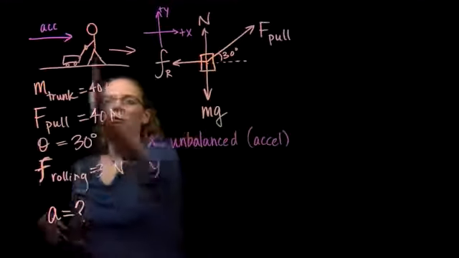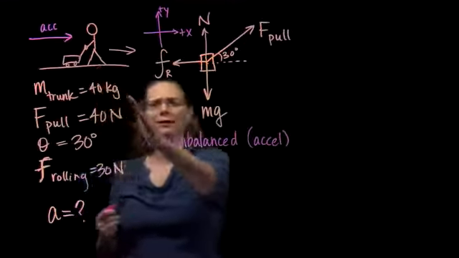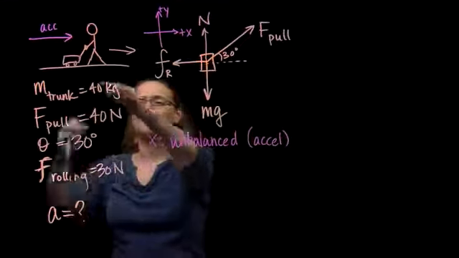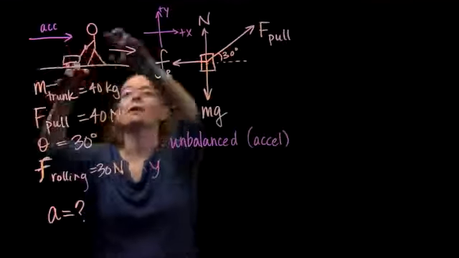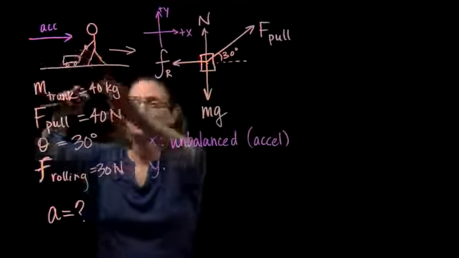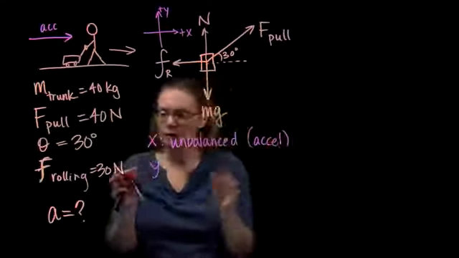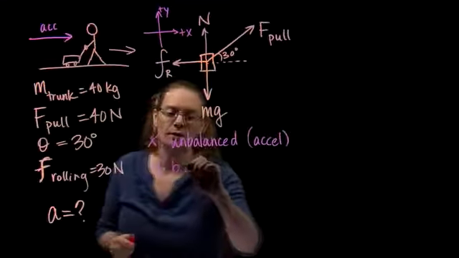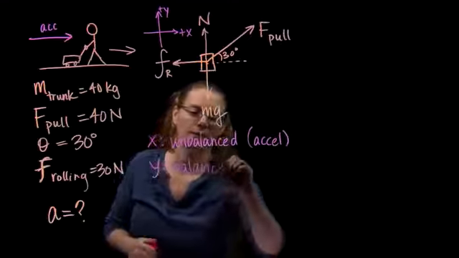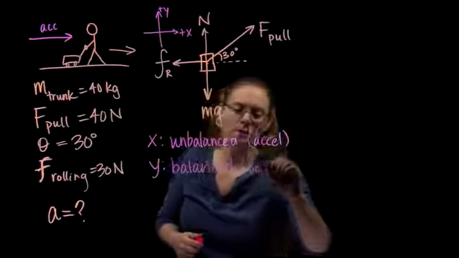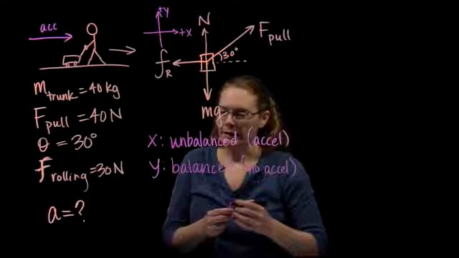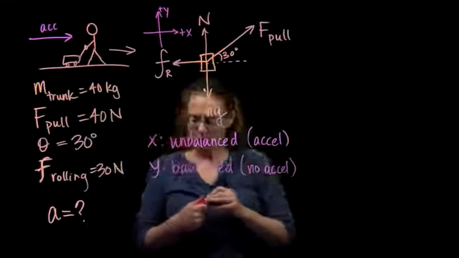Okay, so the y direction is this direction. Well, hopefully there's no movement in that direction. The trunk isn't flying up into the air or squishing down into the ground, so no motion, which means no acceleration, which means in the y direction the forces are balanced. No acceleration. All right, that's step 6.